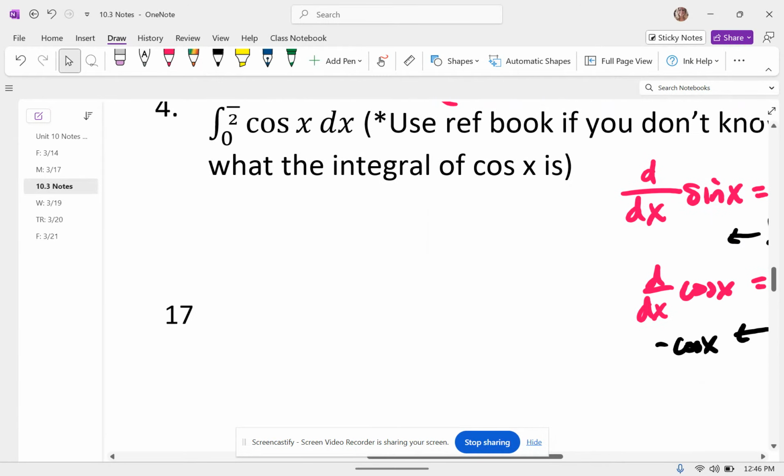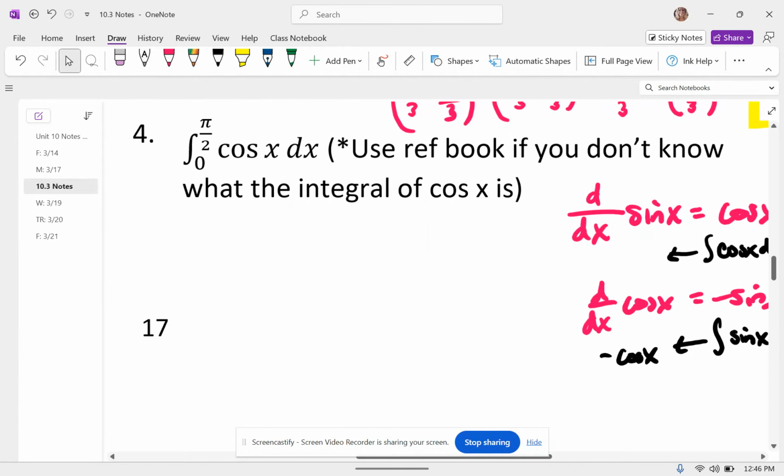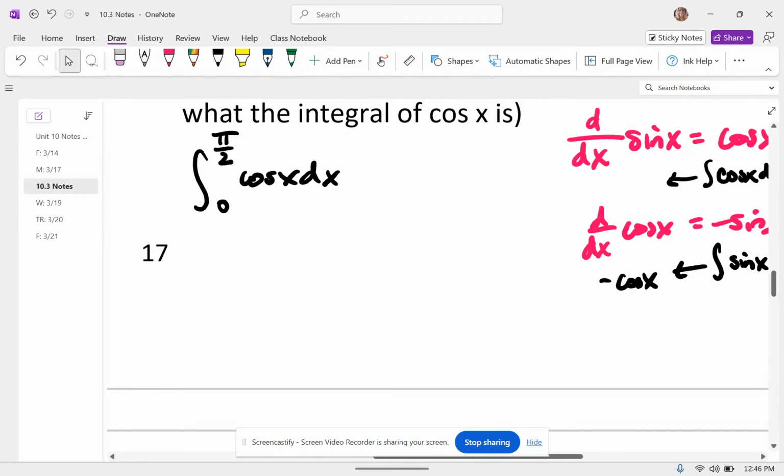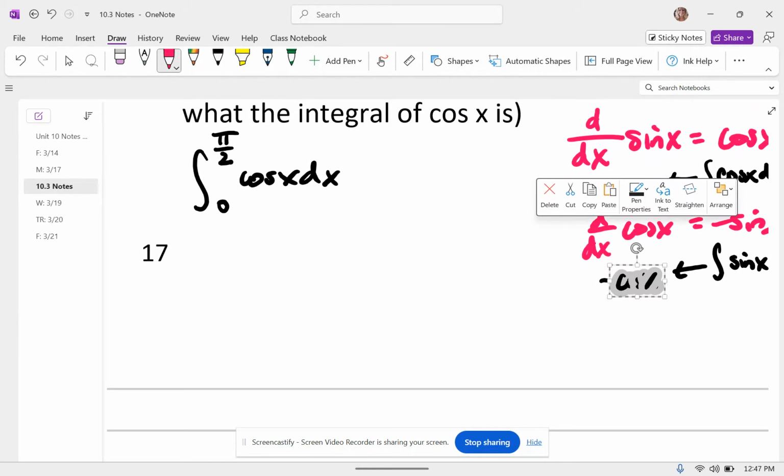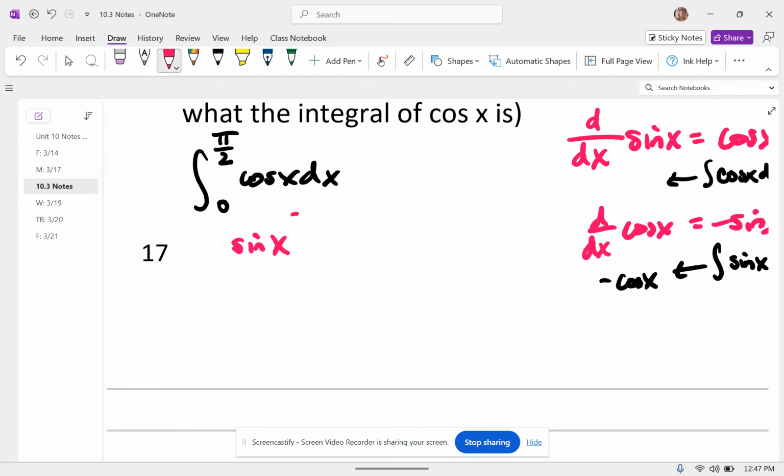All right. You could also just look it up in your formula booklet. Up to you. All right. So I've got the integral from 0 to pi over 2 of cosine of x dx. So first we integrate. What is the integral of cosine? The sine. Regular sine, right? Because the derivative of sine is cosine. So if I'm working backwards, it's just plain old sine. What's the sine of pi over 2?